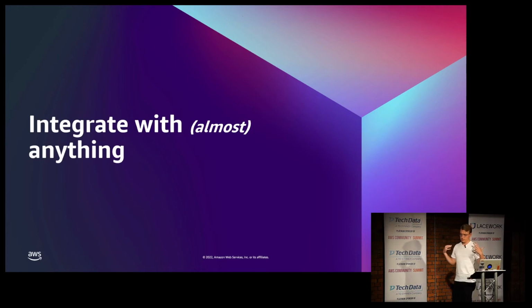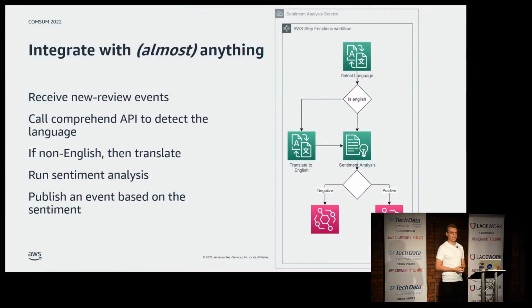Okay, so the most important part of this architecture is these native service integrations. So how can we integrate with almost any AWS service using the CDK? There's a couple of places we do that in these workflows. The first is in the sentiment analysis, when we're using services like Comprehend and Translate to actually detect what the language is, perform the translation, do the sentiment analysis. This is all happening directly from the workflow without any custom code.